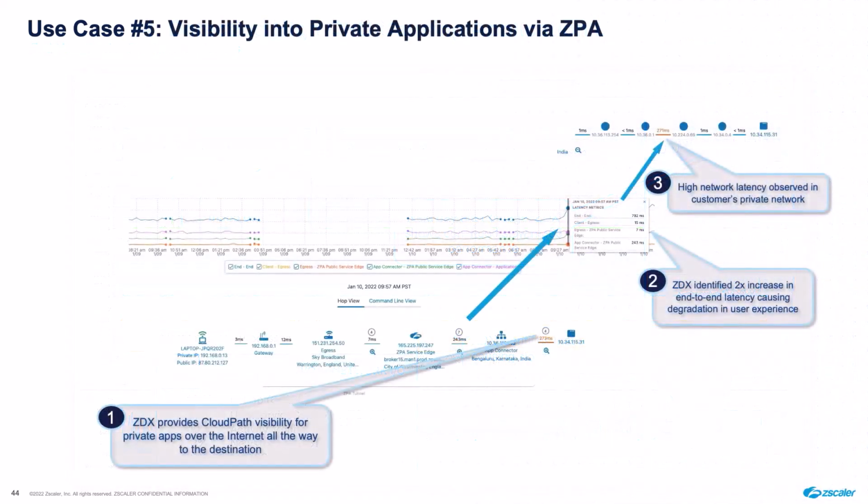With ZDX, as we investigated in the previous sections, we can provide visibility into a zero-trust environment. In this case, we see a user facing slowness accessing an application over ZPA. And with ZDX, we are quickly able to pinpoint that this issue is probably because of latency, which is in the destination network where the app resides. This probably is a local network issue in the customer's environment.